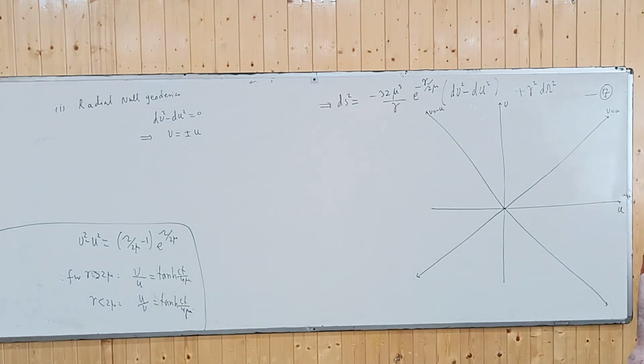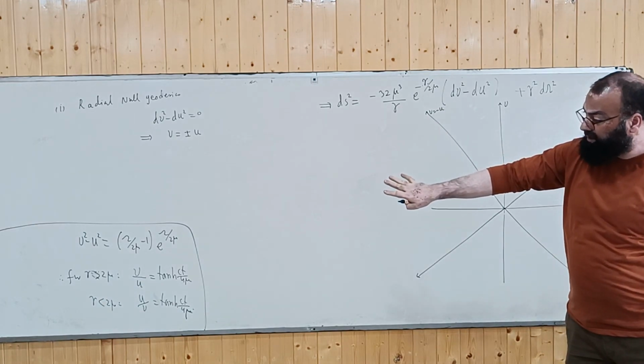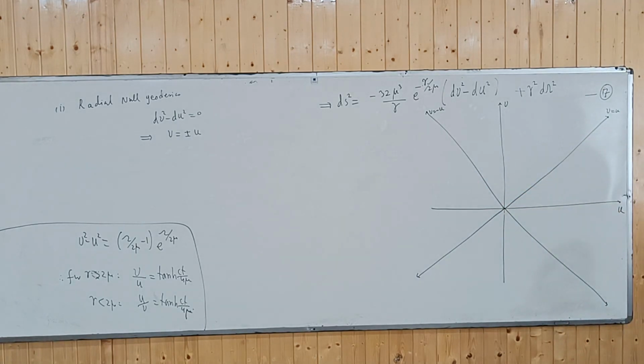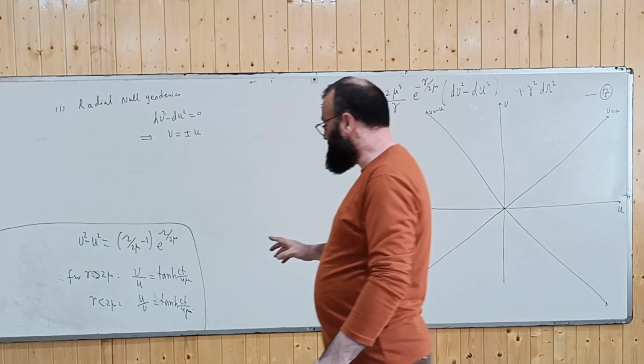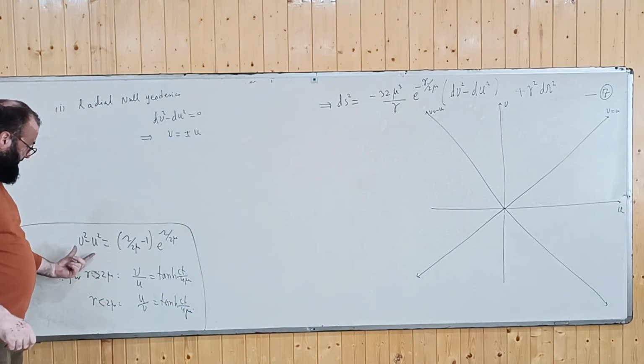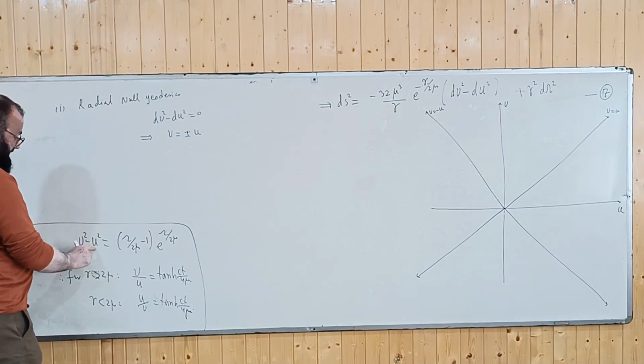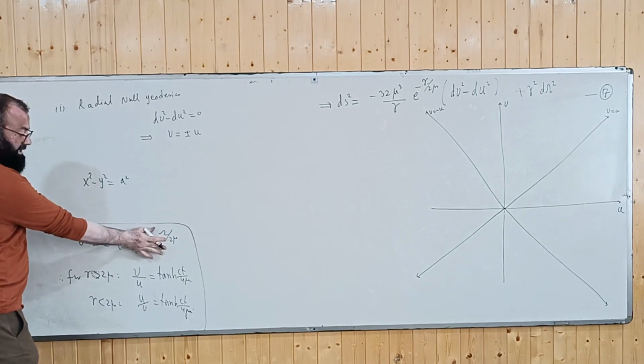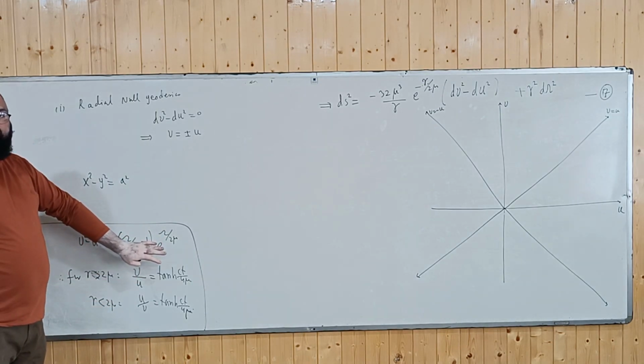Now let's look at the lines of constant R and T. Since V and U are related by those kinds of relations, I need to figure out what the trajectory of the particle looks like in this diagram. So I need to look at the relation between V and U. If you look at the first relation, it is of the form x square minus y square equals some a square, where a is a function of r.